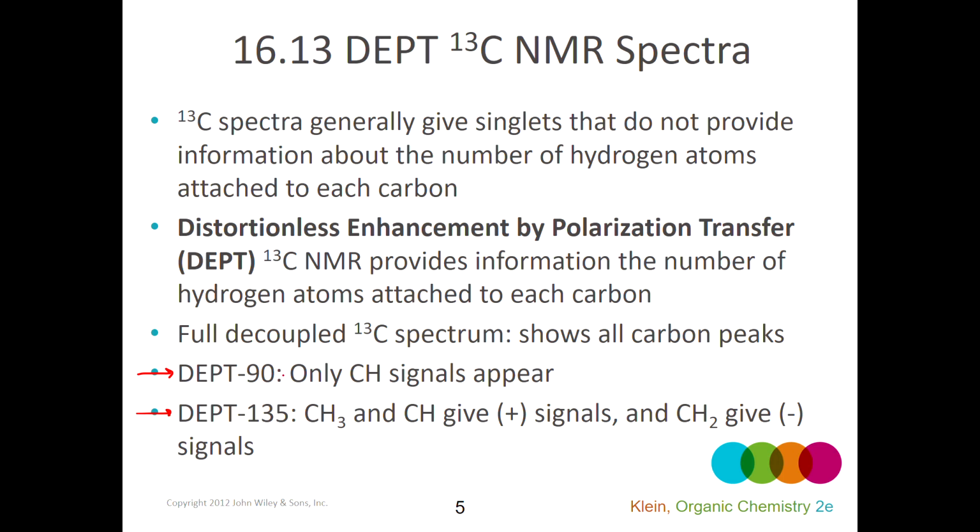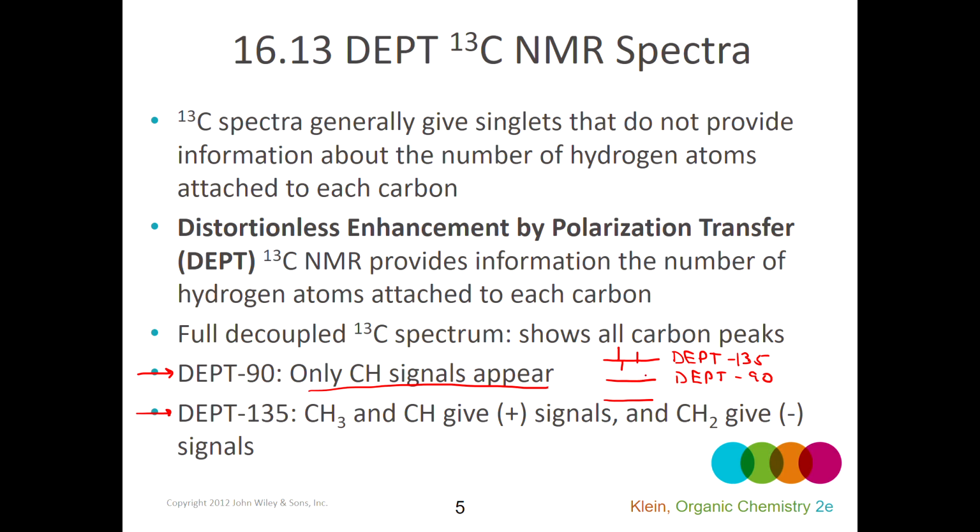The DEPT 90 only shows the CH signal. So on your DEPT that you have from lab, you'll have 3 lines. The top line, you may have some peaks coming up and some peaks coming down. That's your DEPT 135. The middle line is your DEPT 90.